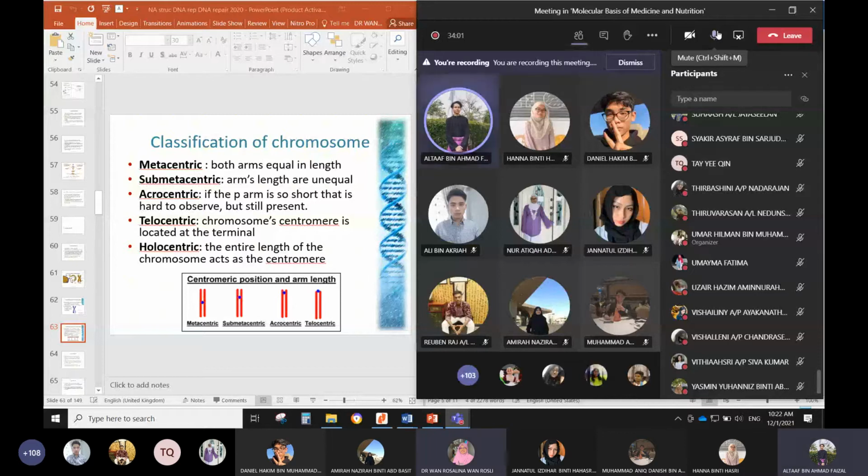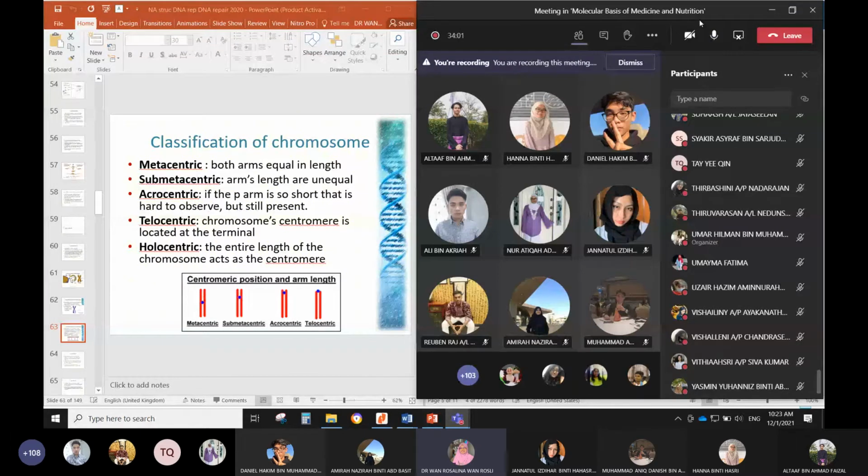So I think that's quite clear. How we classify the chromosome depends on the location of the centromere. We now know the function of the centromere, but its location in the chromosome dictates the classification.